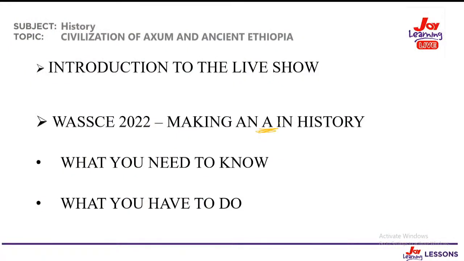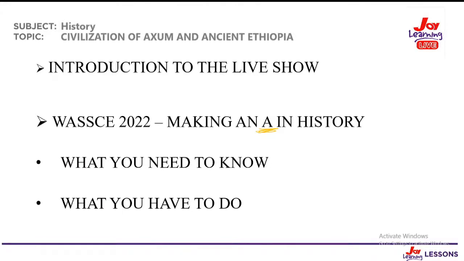I want to believe that by now your mind is made that you're going for A and nothing else. It is possible. People say that history is difficult. Well, it's a subject for discussion, but everything begins with the mind. If you accept that, no matter what, since you have gone through the various discussions and class lessons, you can make an A, you can make it. Once your mind is made, you can make it.